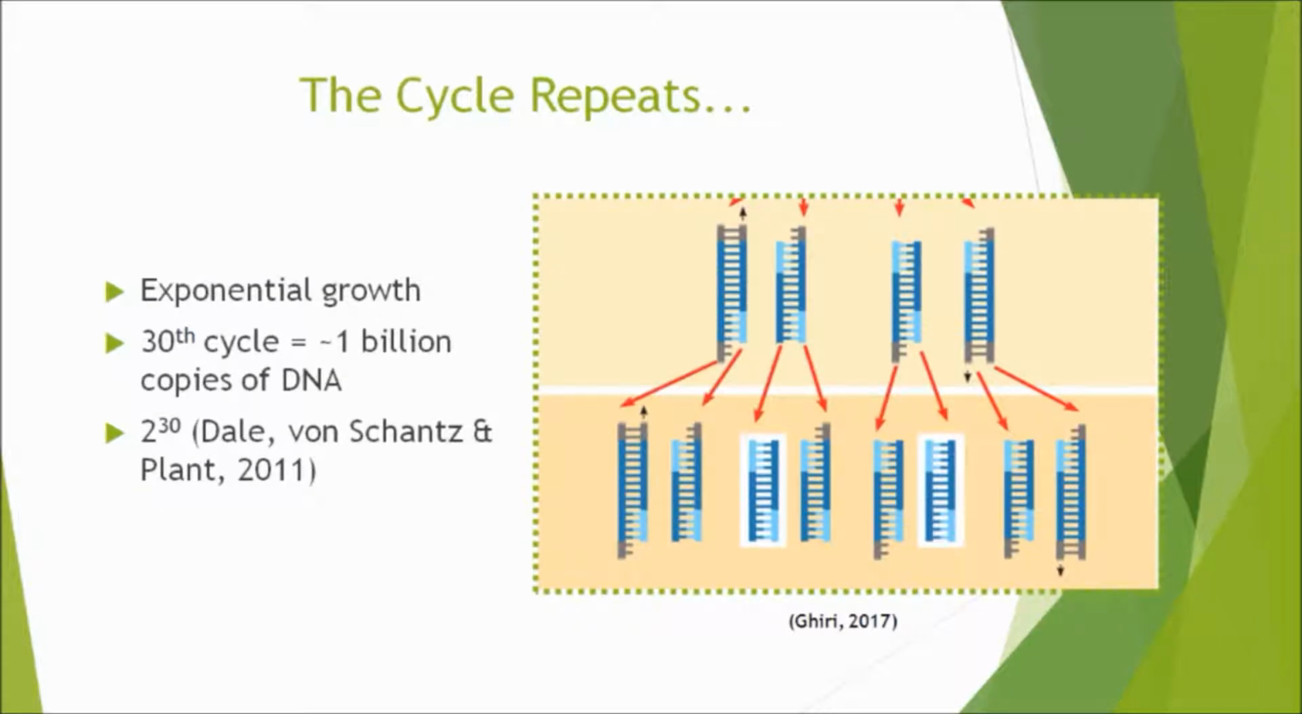And so the cycle repeats itself over and over again until there are enough copies generated by the exponential growth. After the 30th cycle, there will be over 1 billion copies of DNA.